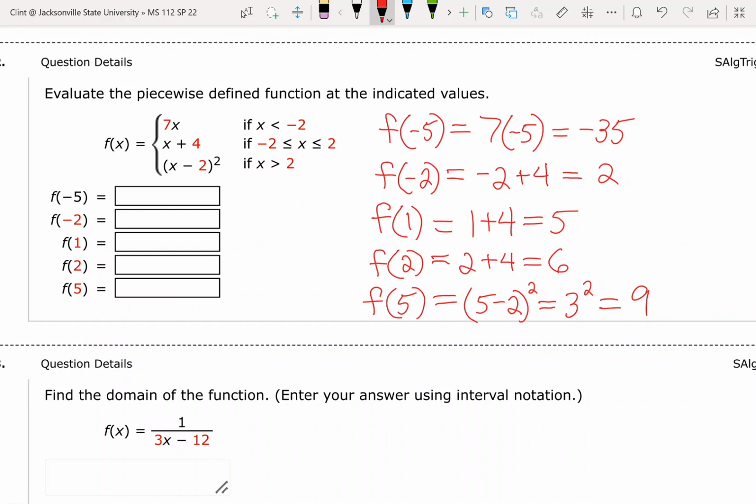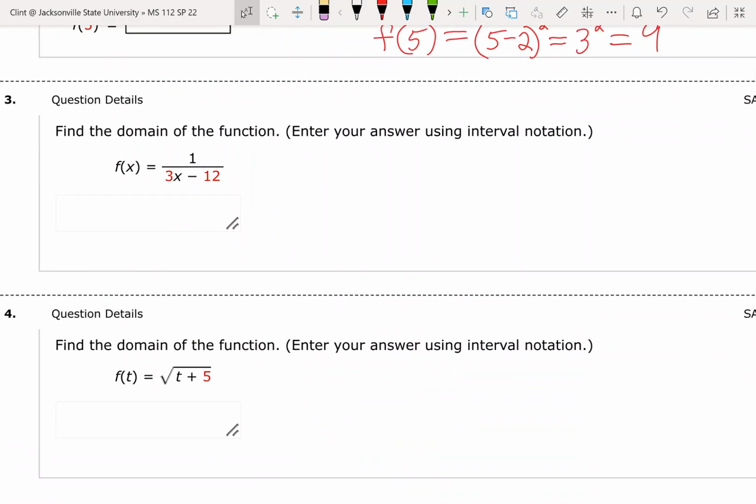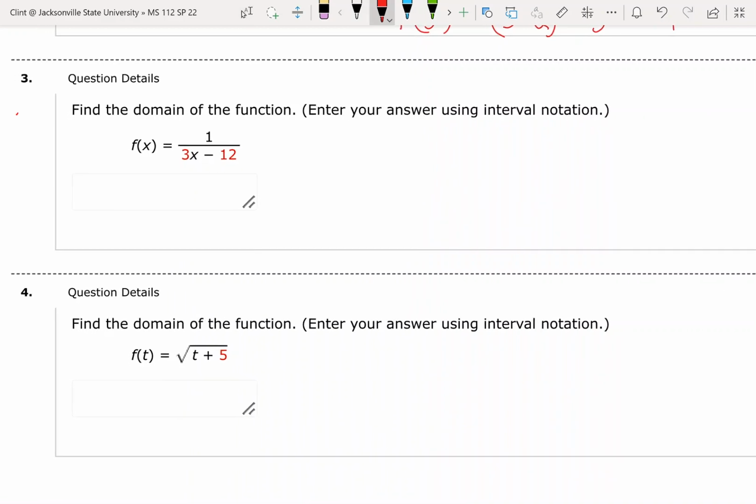Okay. Other questions? Okay. Number 3. 3 and 4 were finding the domain. Remember, those are the x values that work with our function. And then we want to put our answer in interval notation. So you can go ahead and put a star by these two because there will be one like each of these for sure on the test.